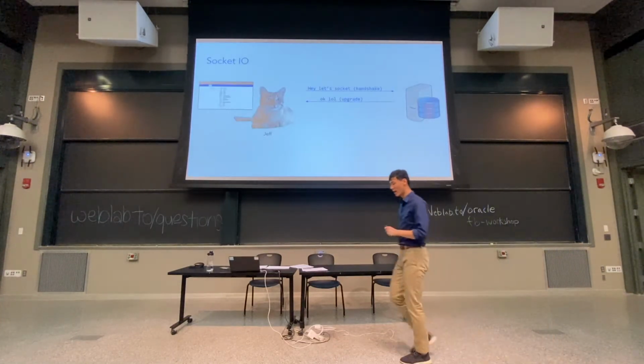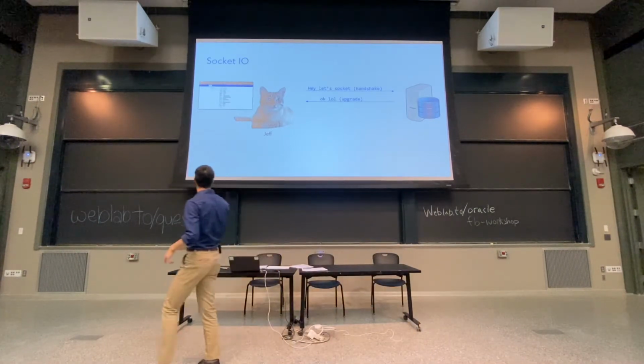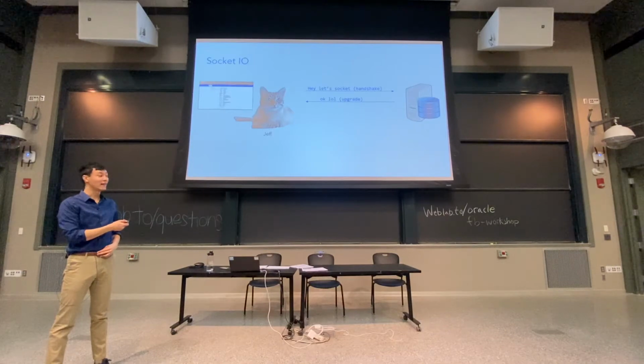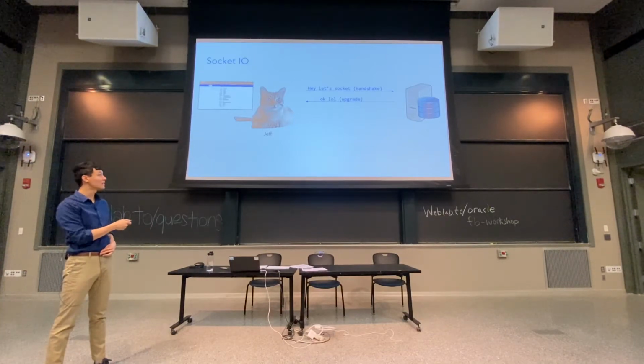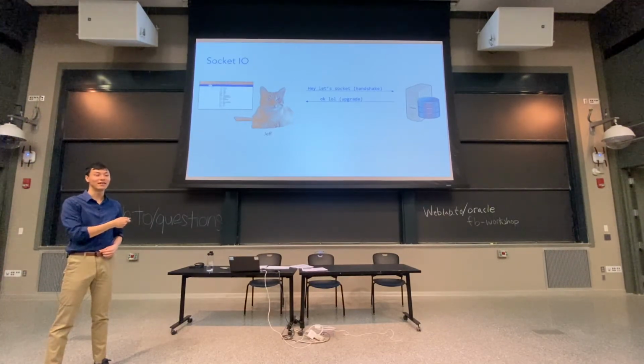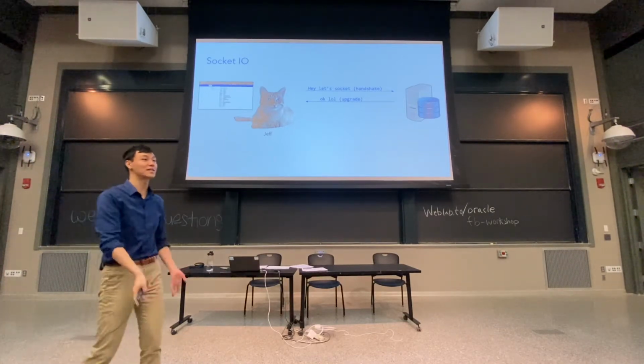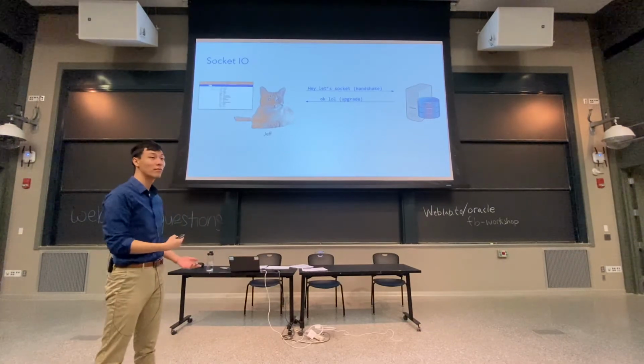So here's how Socket.io works. Jeff is like, hey, let's socket to the server. And this is called the handshake. And the socket's like, okay. And then it upgrades this connection into a socket connection. So now the server is allowed to send stuff over to Jeff.